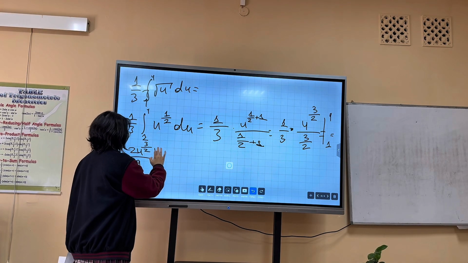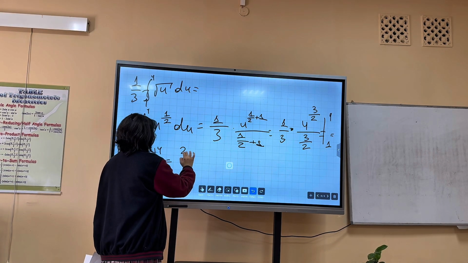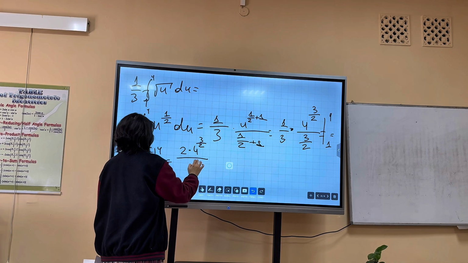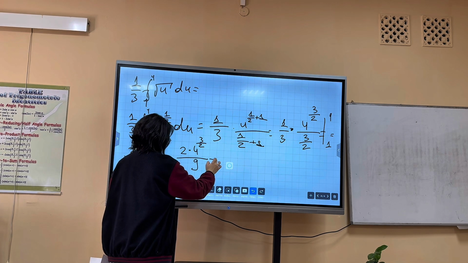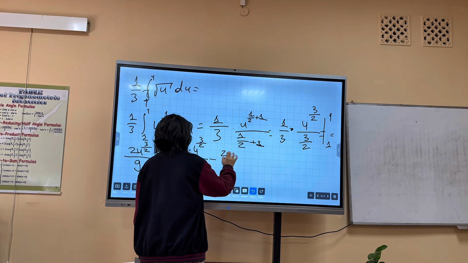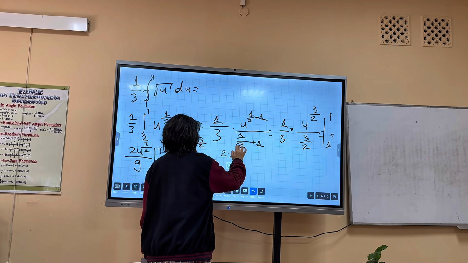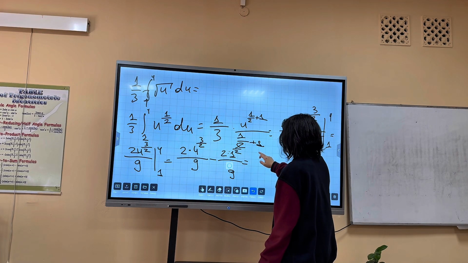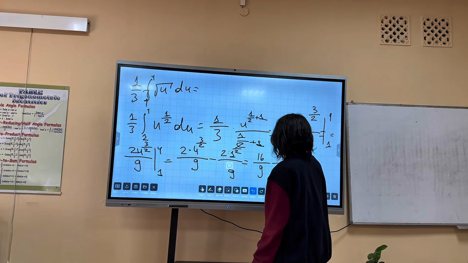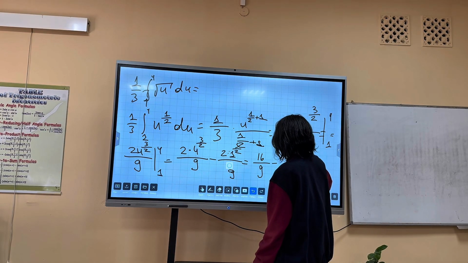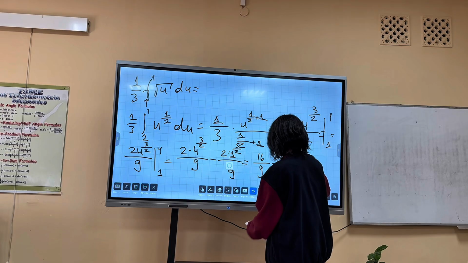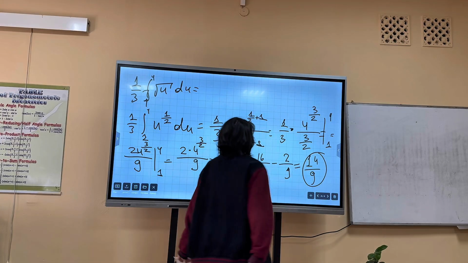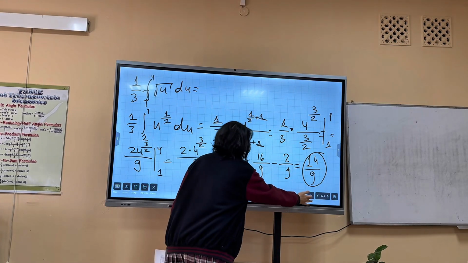So we put the boundaries that we have. It's 2 multiplied by 4 in the degree 3/2 divided by 9, substituted from 2 multiplied by 1 in degree 3/2 divided by 9. We have the answer 16 divided by 9, substituted from 2 divided by 9. And the answer is 14 divided by 9. It's the first method to solve it, and we have the second method.